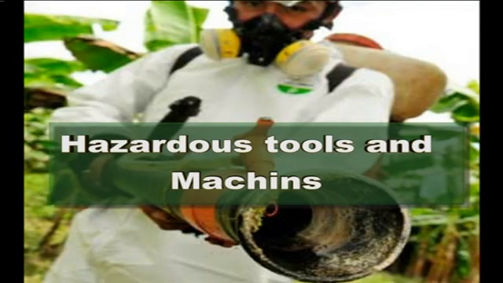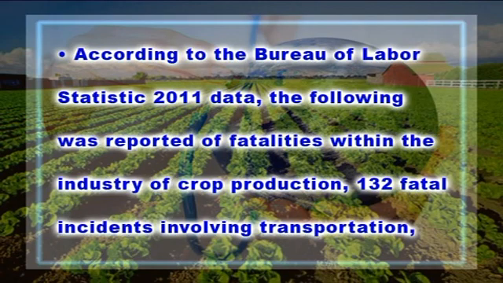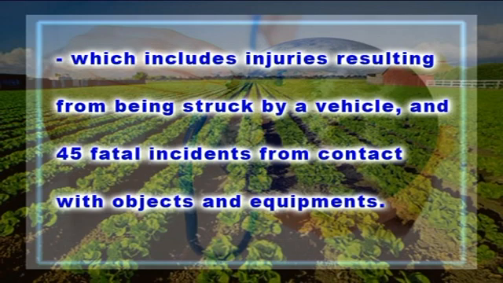Hazardous tools and machines. According to the Bureau of Labor Statistics 2011 data, the following was reported of fatalities within the industry of crop production. 132 fatal incidents involving transportation, which includes injuries resulting from being struck by a vehicle, and 45 fatal incidents from contact with objects and equipment.